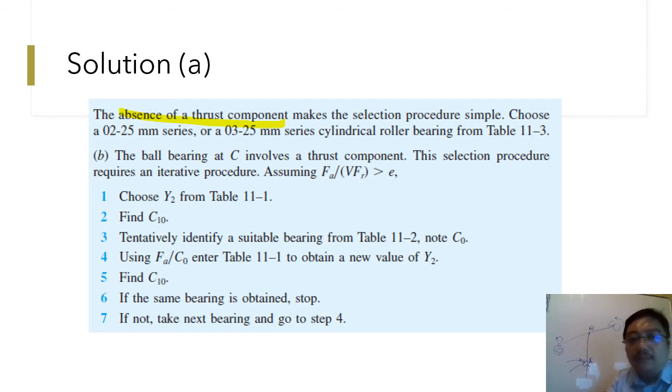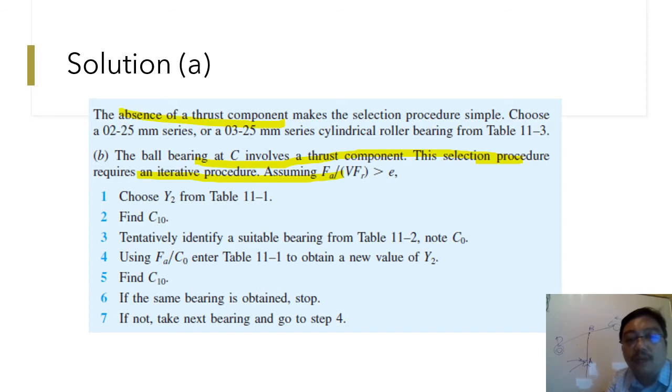Okay, the ball bearing at C involves thrust component. Selection procedure requires an iterative procedure, meaning that you will do this step. If you get the satisfactory result, it is okay, stop. If the result is not satisfactory, you will revise your result again and again until you get your satisfied result. This is the definition of iterative procedure.